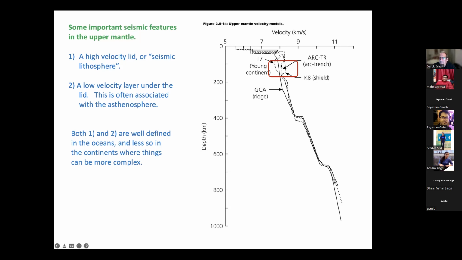That's why I wanted to show you that some areas have a high velocity seismic lithosphere, but other areas like this GCA, this ridge, do not really have a high velocity lithosphere. What type of velocity is it? Is it P wave, S wave, or what type of wave? Oh, it's P waves. Sorry. Oh, that's fine.